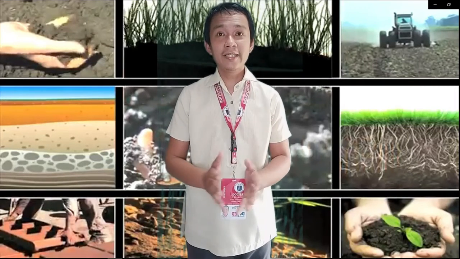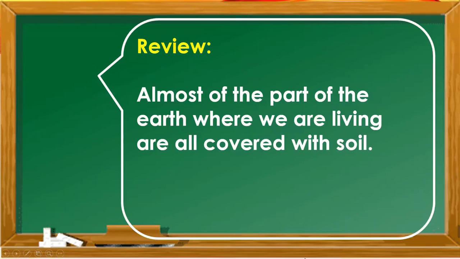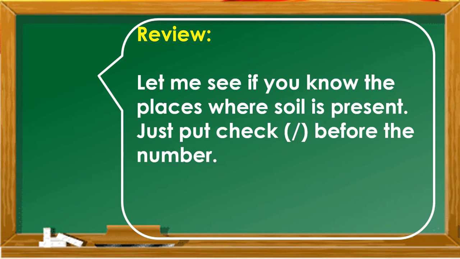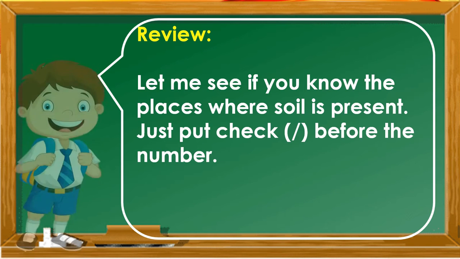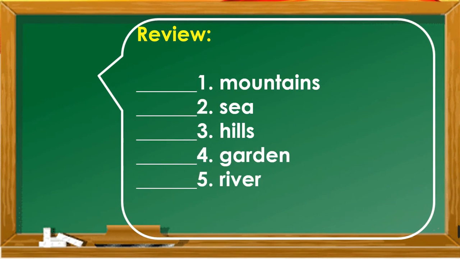Are you ready? Let's have a review first. Almost all parts of the earth where we are living are covered with soil. Let me see if you know the places where soil is present. Just put a check before the number. Number 1, mountains. Number 2, sea. Number 3, hills. Number 4, garden. Number 5, river.